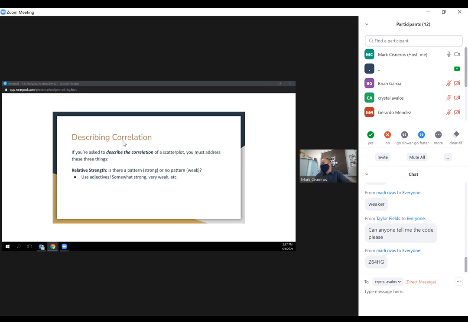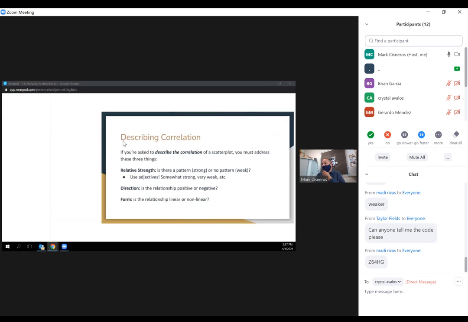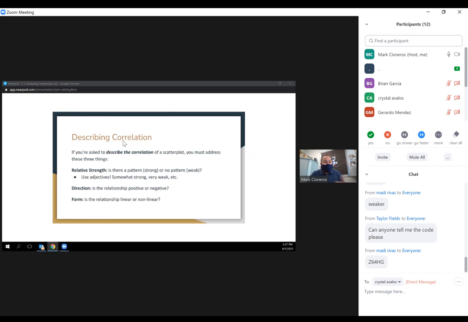The second thing is tell me what direction it's going. There are only two options. It's either positive or it's negative. Those are pretty easy to figure out. Last, tell me what the relationship is. Is it linear or is it nonlinear? There will be other ones that we talk about that are not linear, but for the most part, tell me it's linear or not linear. When we learn about the other ones, you can tell me about the other ones.